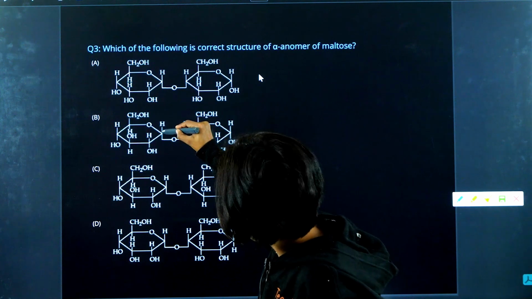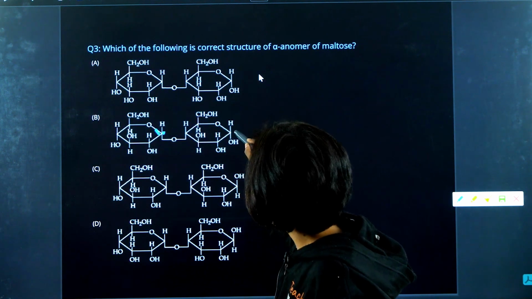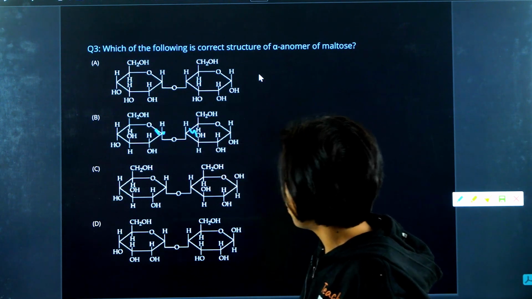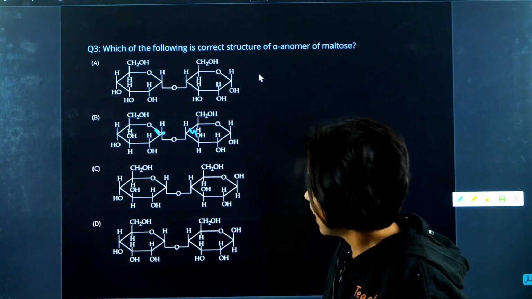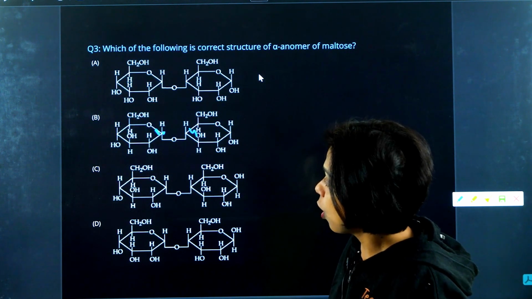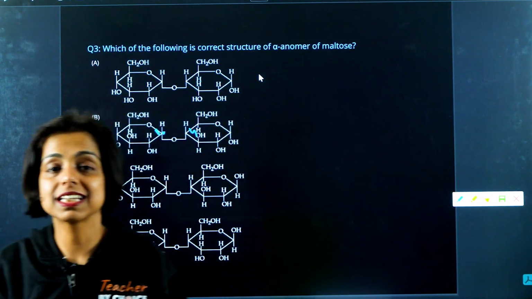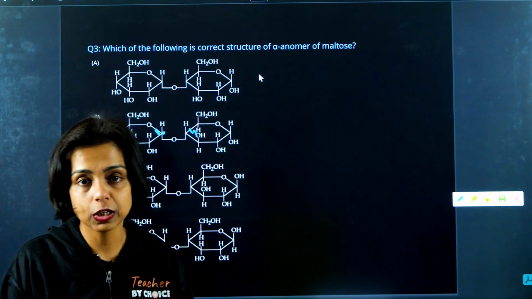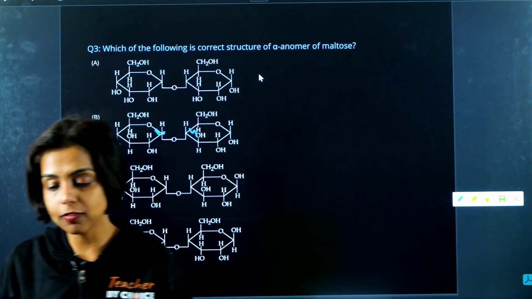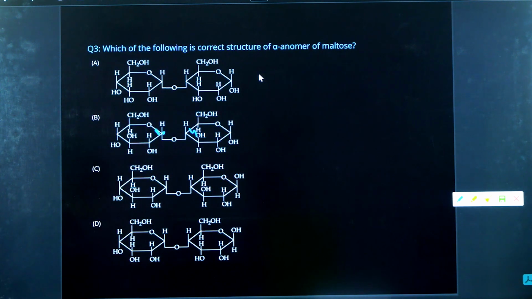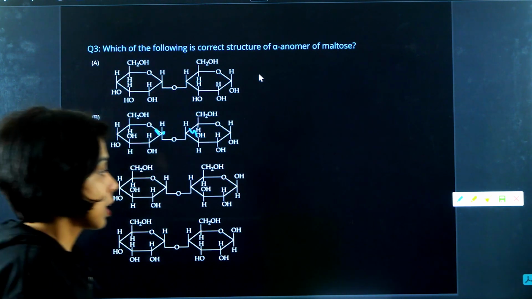So this is my first carbon here, I can see, and 1, 2, 3, 4. This is my fourth carbon here, right? Yes, done. So both of them are joined together. As I told you, maltose is the disaccharide of two glucose molecules, right? Joined by 1 for linkage. So you just need to figure out the correct structure here.